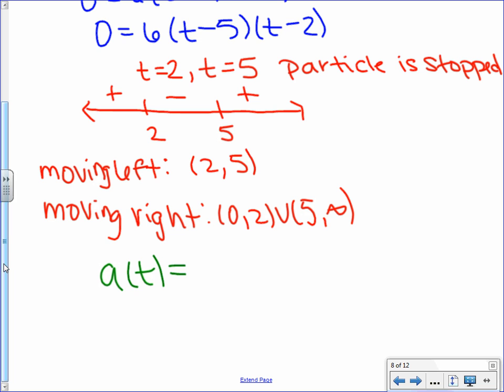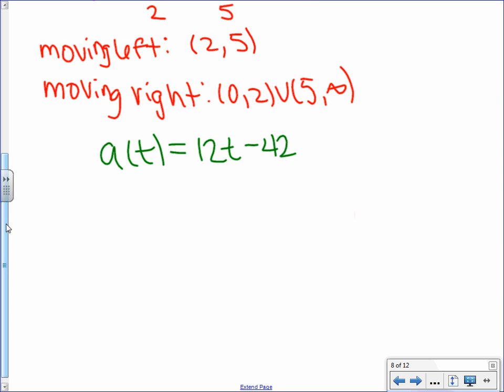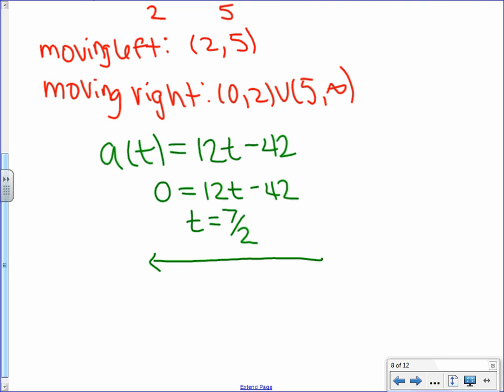Our acceleration would be what? 12t minus 42. Let's go ahead and find where the acceleration is 0. T is 42 over 12, so 7/2.